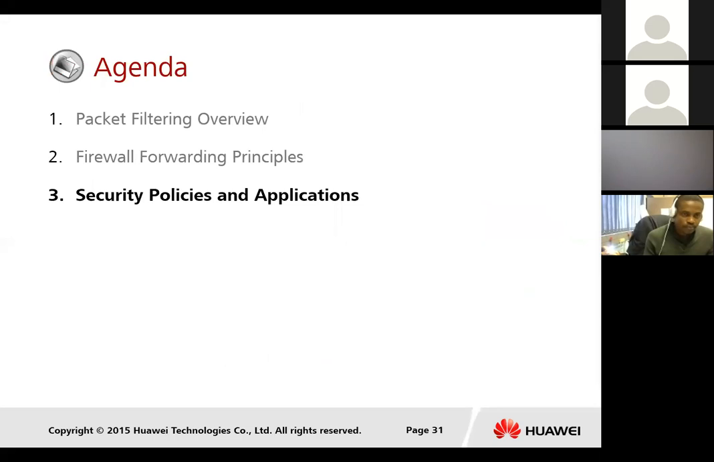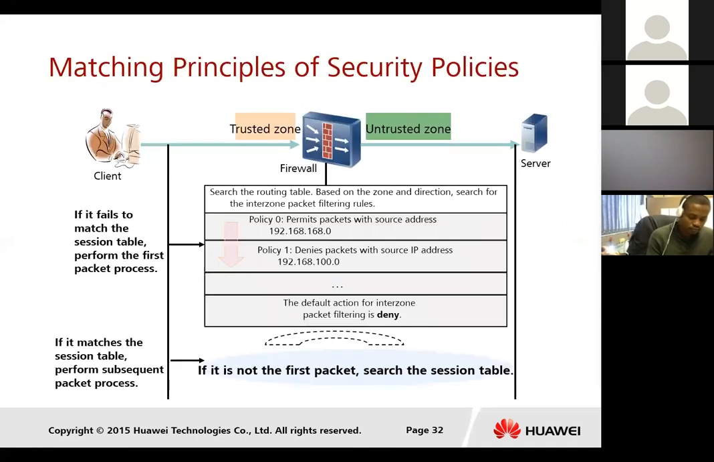All right, that is on the firewall forwarding principle. And the last one is on the security policy and application. Under the matching principle of the security policy, as what I showed just now, when traffic goes from trusted to untrusted, it goes through the security policy and is checked one by one. When it matches, it forwards based on either permit or deny. When nothing matches, the default is deny. After that, if it's not the first packet, search for the session table.